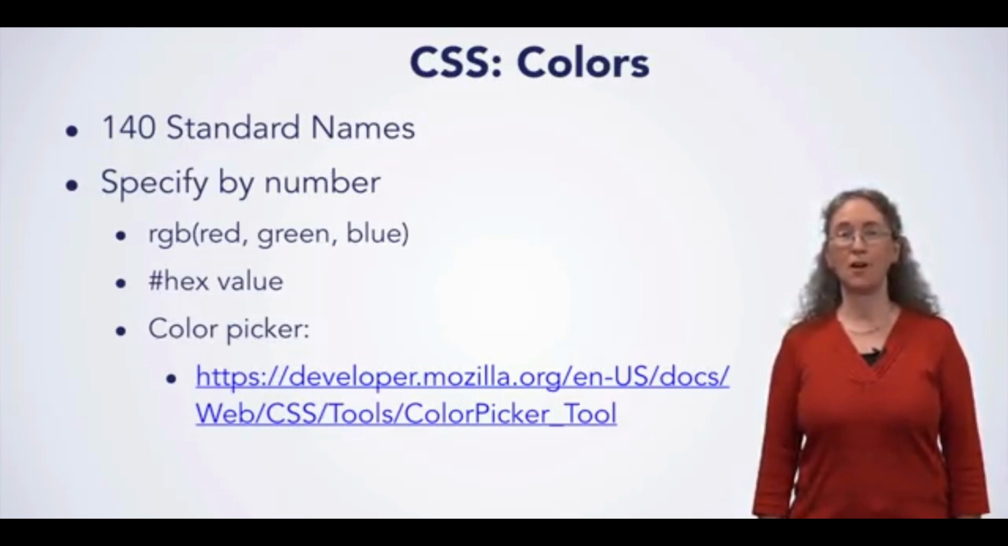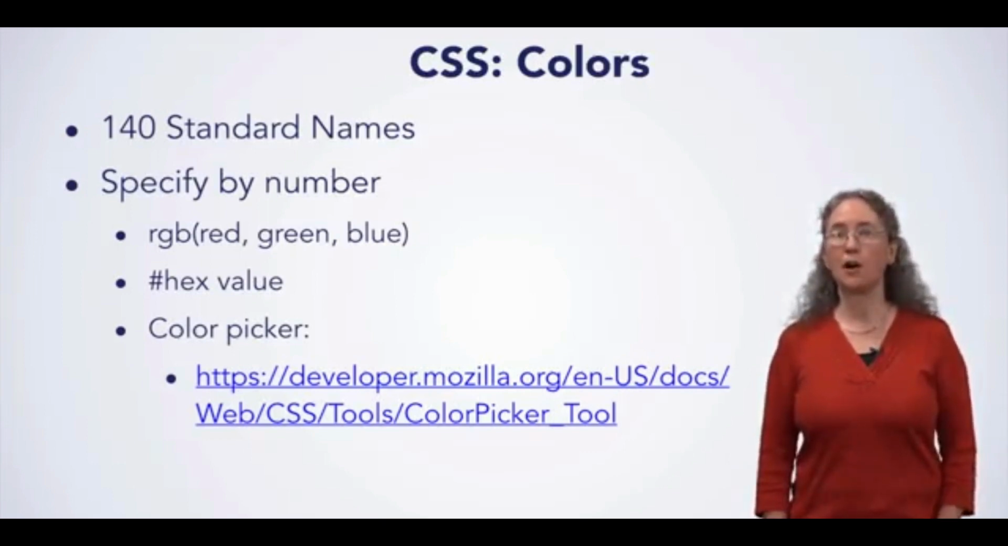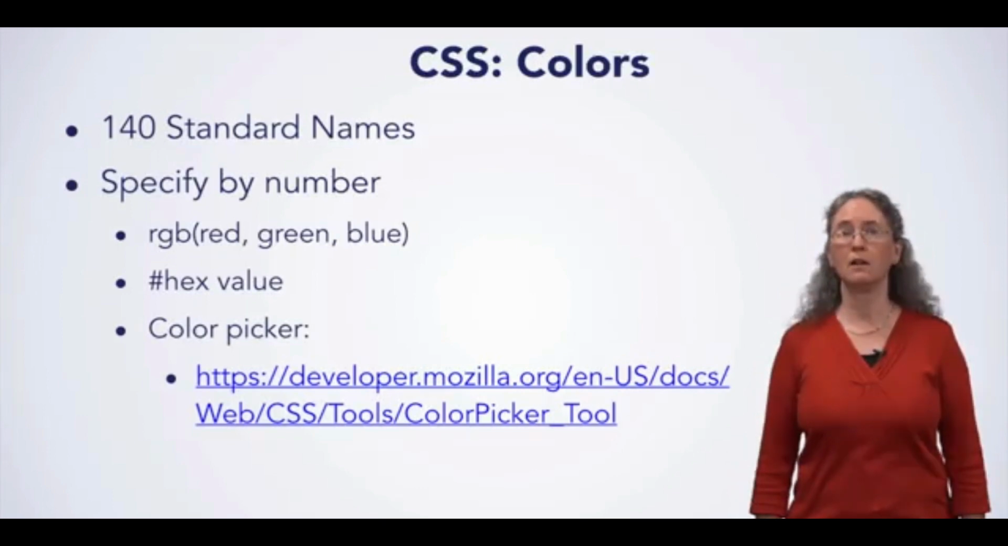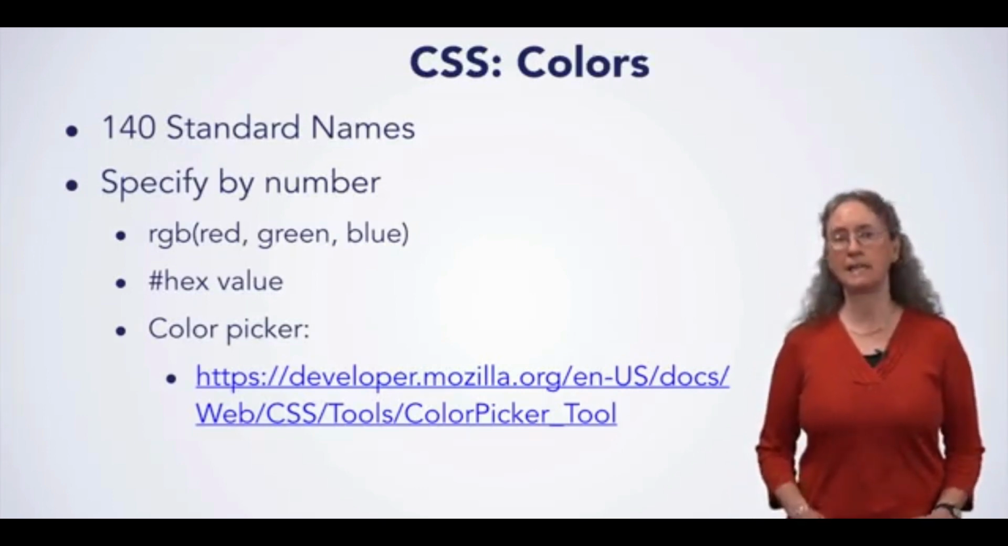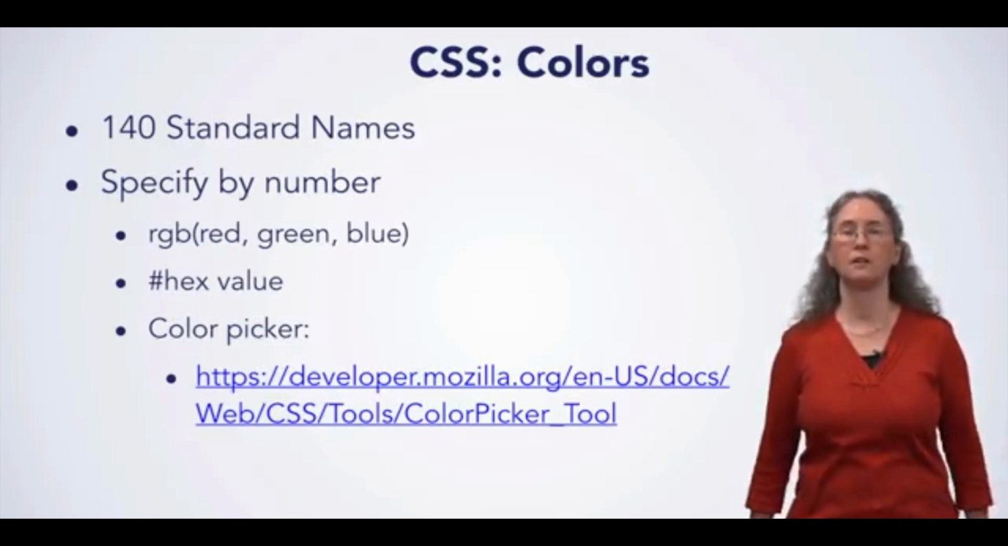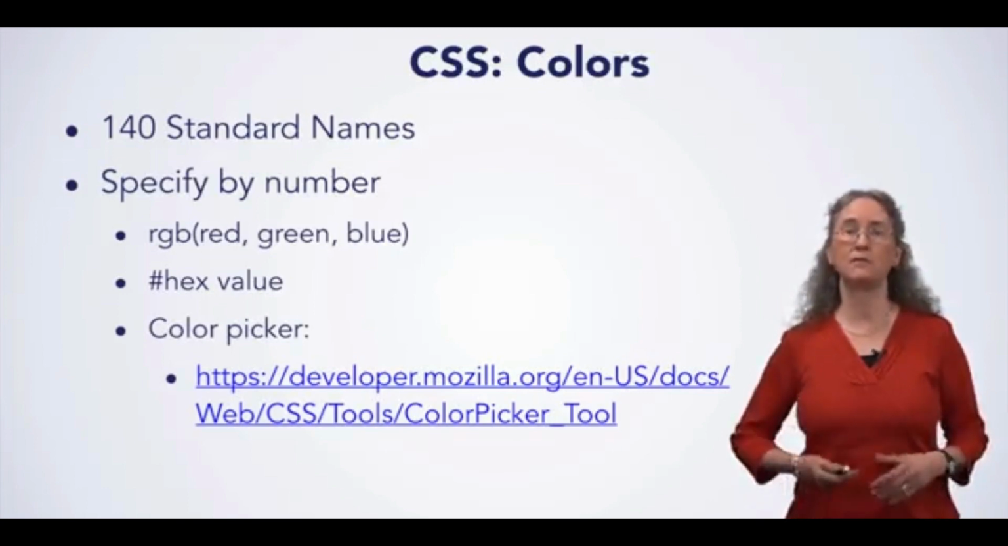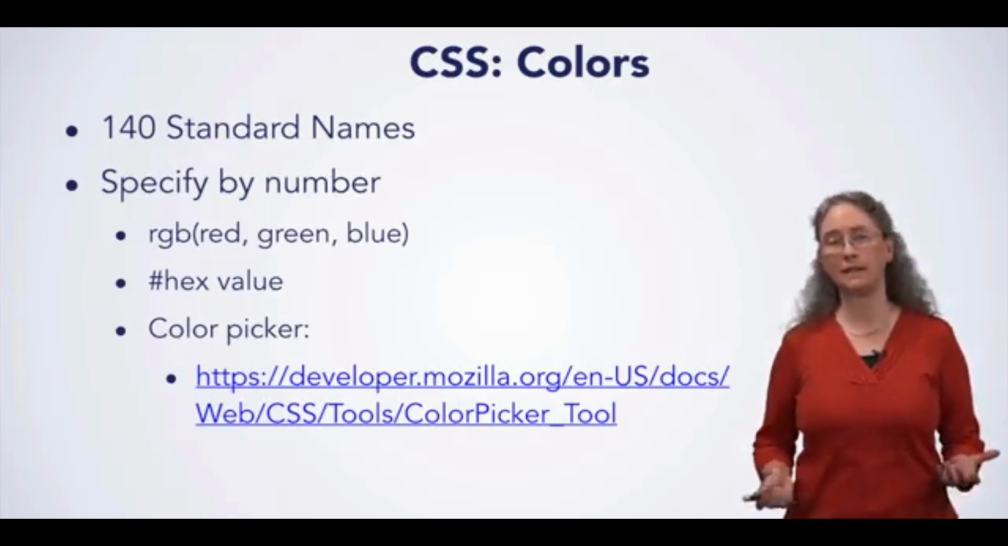You have learned that there are many standard names, which you can look up when you need them, and that you can specify millions of colors by numerical values, either by writing RGB and the red, green, and blue values that you want, or by writing a pound sign and the hexadecimal value of the color's number. We also saw a color picker tool, which lets you look for the color you want to use and then gives you the numerical values for that color to write in your CSS.